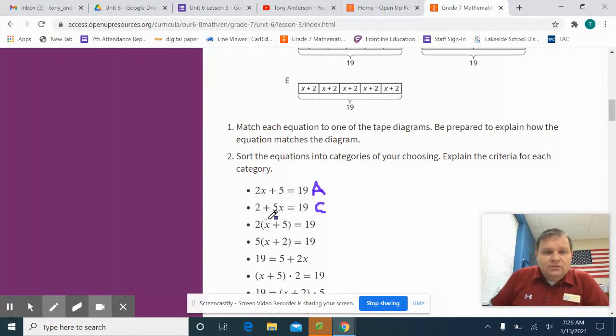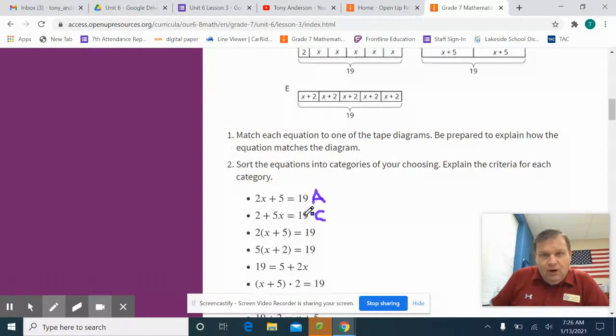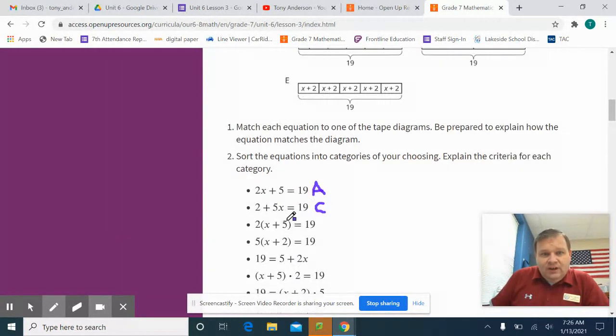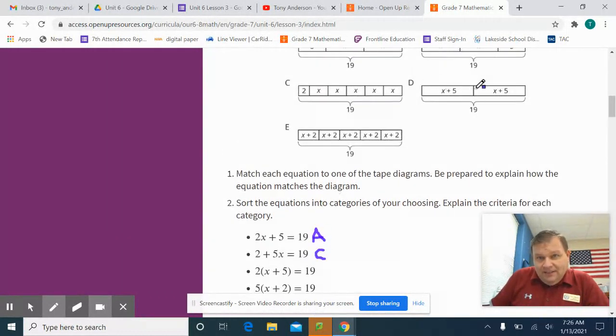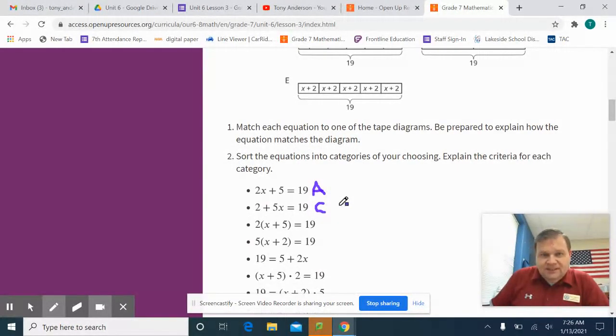This one, we want 2 equal groups of x plus 5. The whole quantity has to be in that, and we want 2 equal groups of this whole quantity. So if I'm looking for x plus 5 twice, that's going to be this one right here. This one, we're looking for 5 equal groups of the quantity x plus 2. So we have to see 5 of these complete x plus 2's, which will be up here in E.